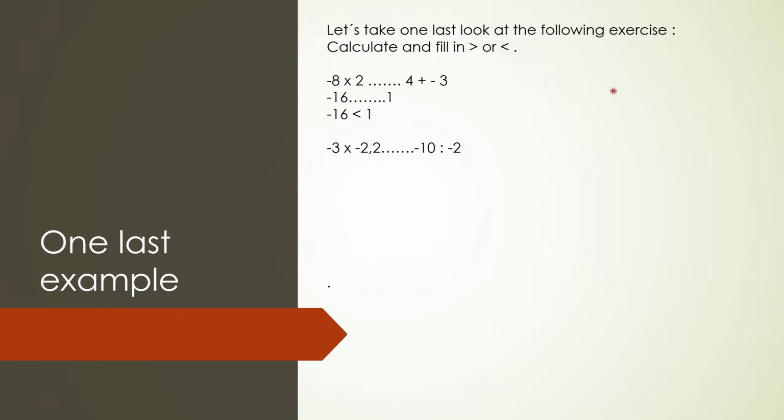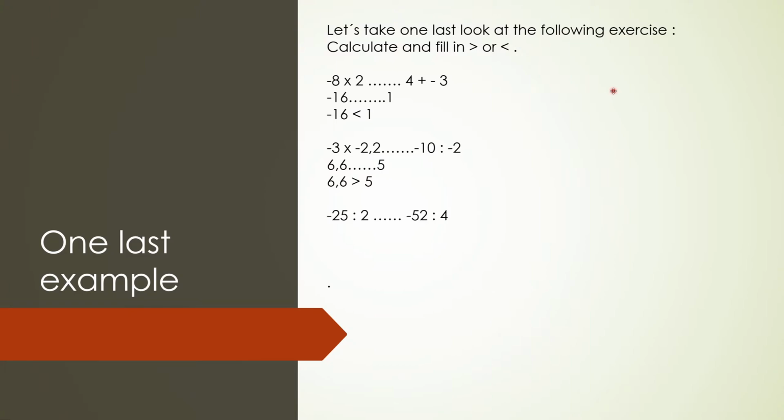Minus 3 times minus 2.2, negative times negative becomes positive, 6.6. And on the right side, minus 10 divided by minus 2, negative divided by negative also becomes positive. So we see 6.6 and 5. Well, 6.6, of course, is larger than 5.